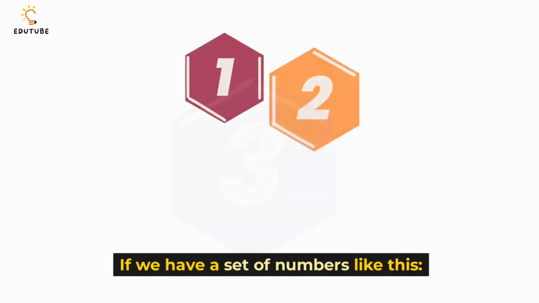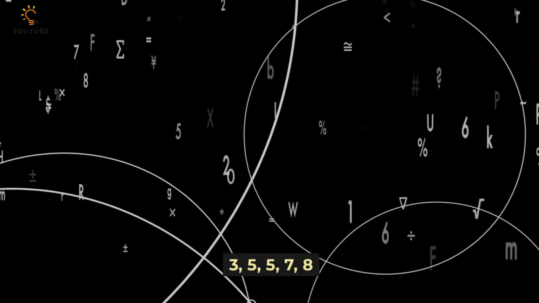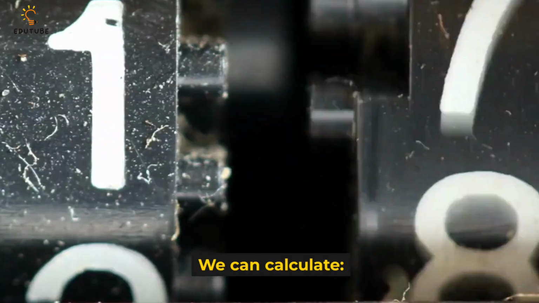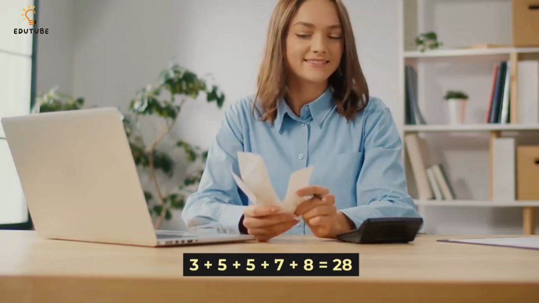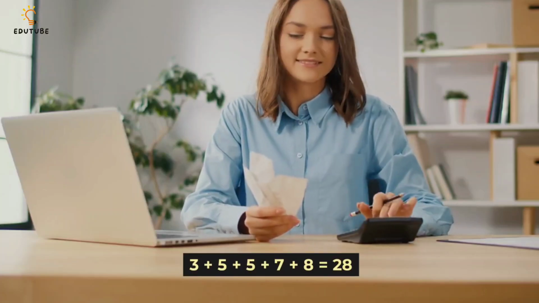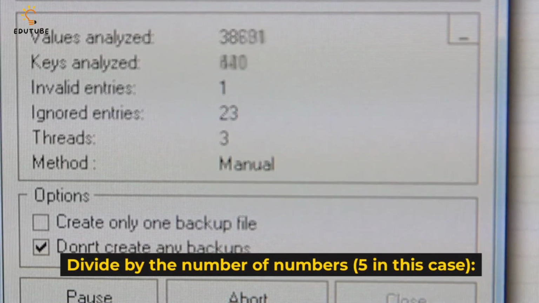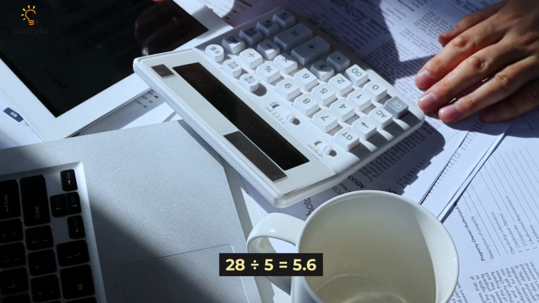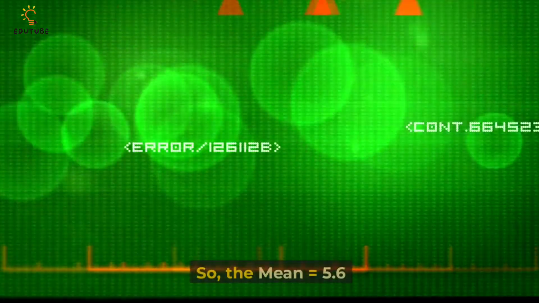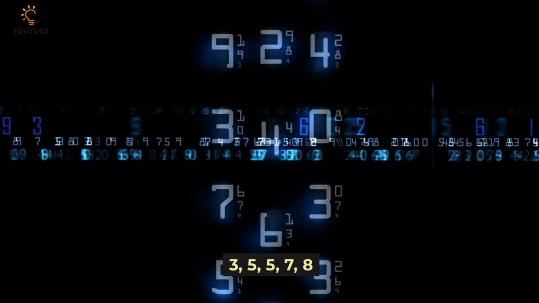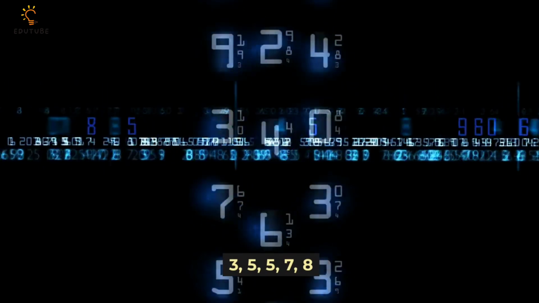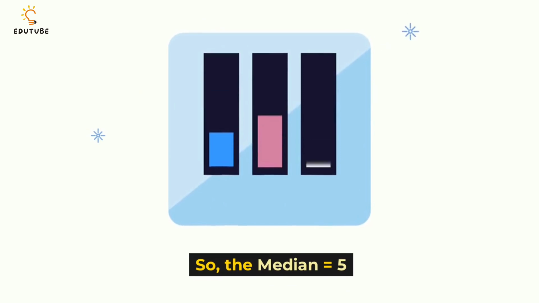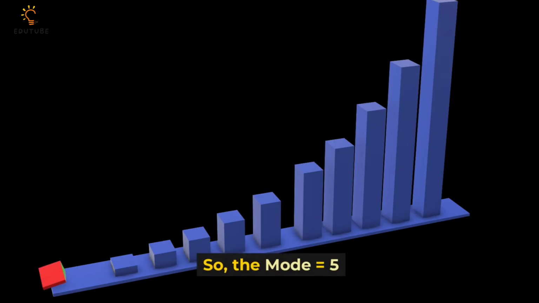If we have a set of numbers like this, 3, 5, 5, 7, 8, we can calculate 3 + 5 + 5 + 7 + 8 = 28, divide by the number of numbers, 5 in this case. 28 divided by 5 equals 5.6. So the mean equals 5.6. The middle number is 5, so the median equals 5. The mode equals 5.